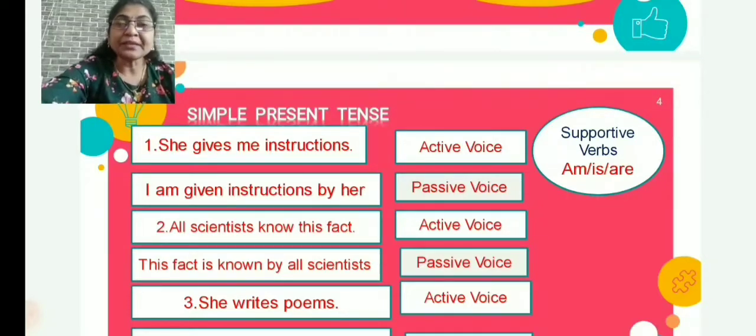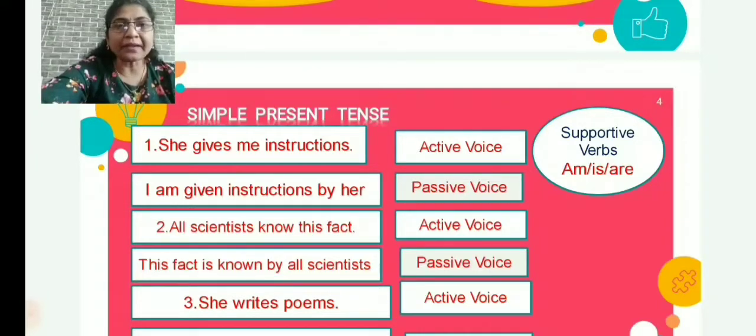Now see here, "She gives me instructions." She, the doer in the sentence, gives, the verb, that is the action done by her. Me, instructions. Here we have two objects. Me means to whom, and instructions means by what. So either me or instructions we can take as a subject. That means any one object we can set here. We have two objects, me and instructions.